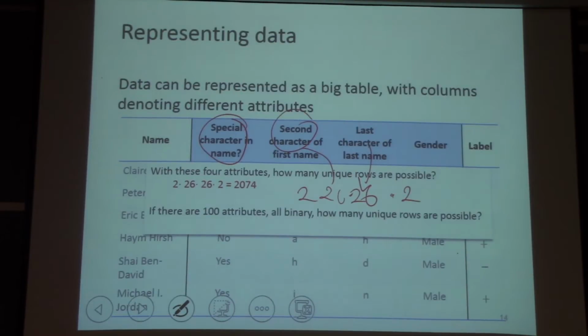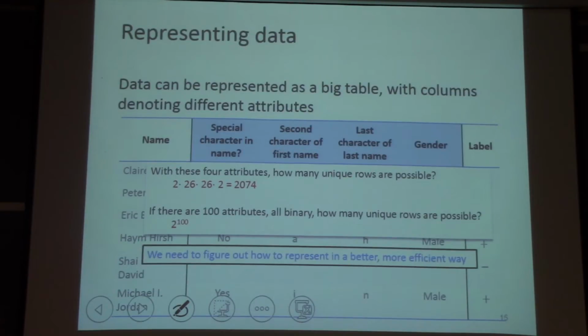So let's say you have 100 Boolean features. How many rows are possible if you have 100 features? 2 to the power 100. Try finding a database that can fit all of that. So it's really not a good idea. What we need is a compact representation that can represent all this data. Okay?